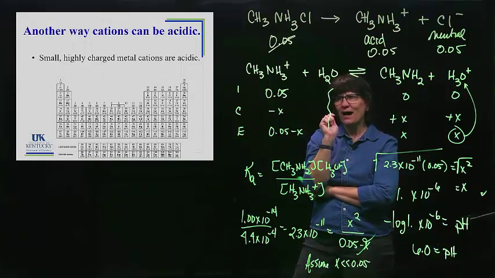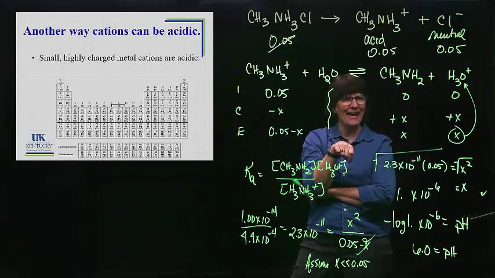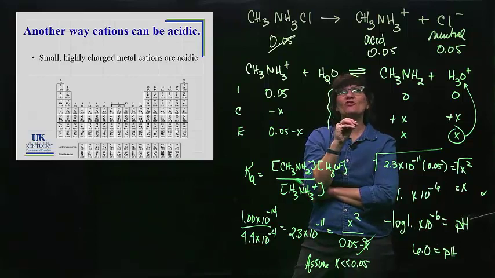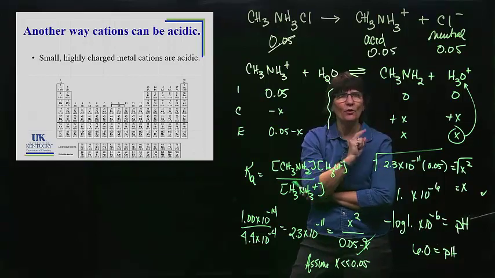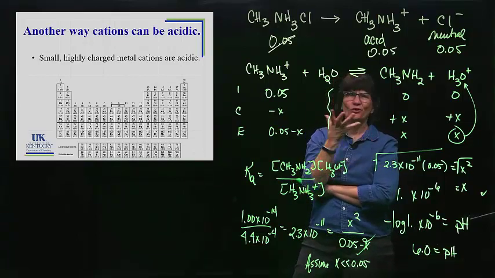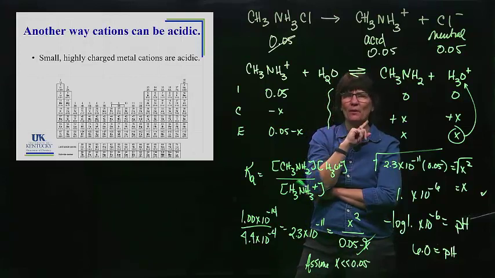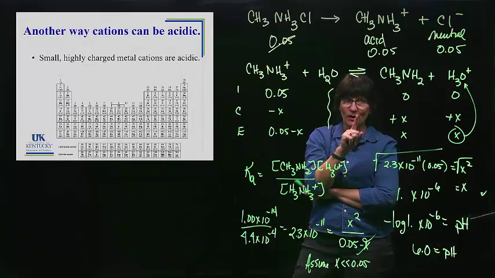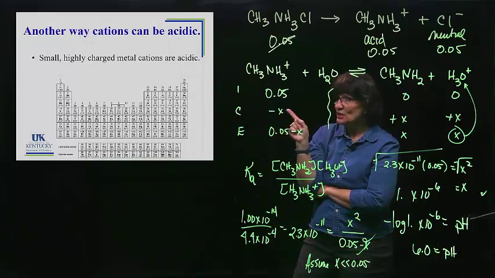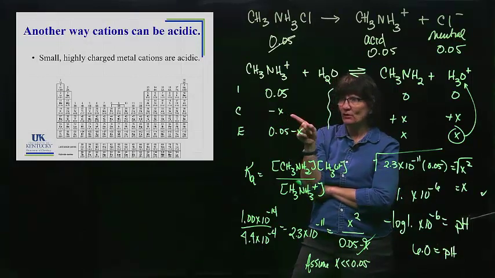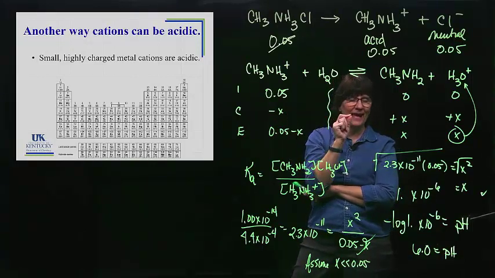If you have a small, highly charged metal cation, it can make a solution acidic even though it doesn't have any H's to donate. So the question is, how in the world is that possible? You need to know that it is possible, so that's a statement. Small, highly charged metal cations are acidic.